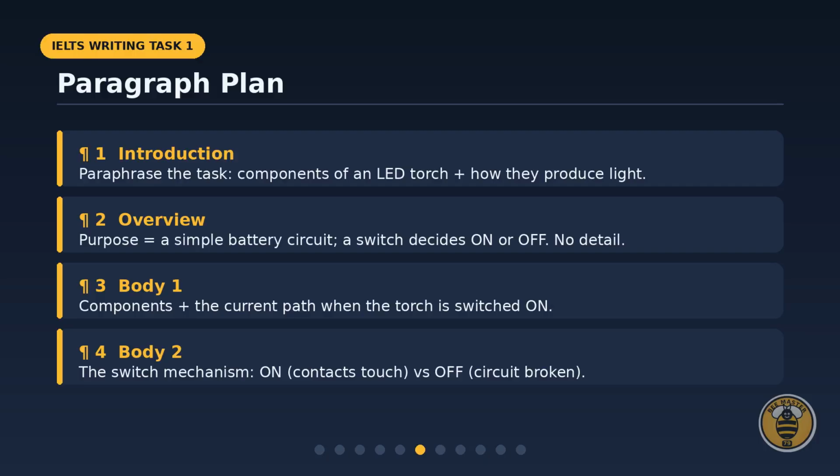The switch controls the whole flow. Here is the plan. Paragraph 1, a 1-sentence introduction that paraphrases the task. Paragraph 2, the overview. The torch is a simple battery circuit, and a switch decides whether it is on or off, with no detail. Paragraph 3 describes the components and the current path when the torch is on. Paragraph 4 describes the switch mechanism, comparing the on and off states.